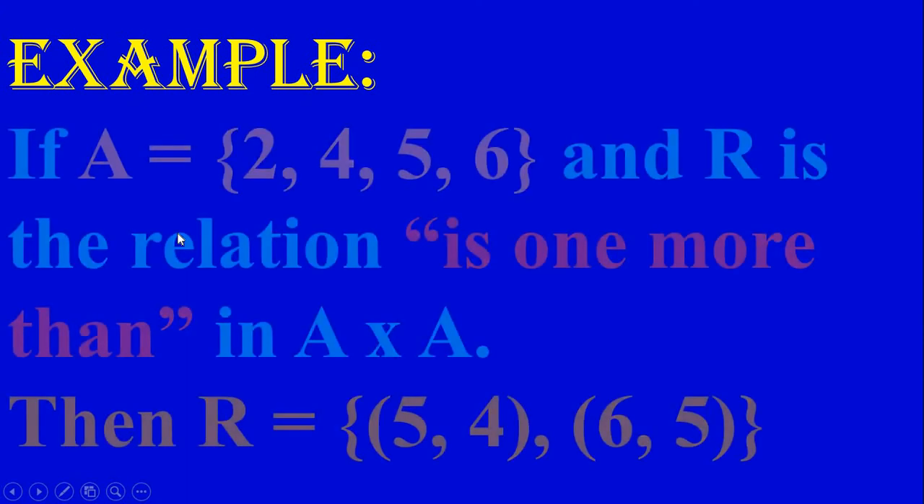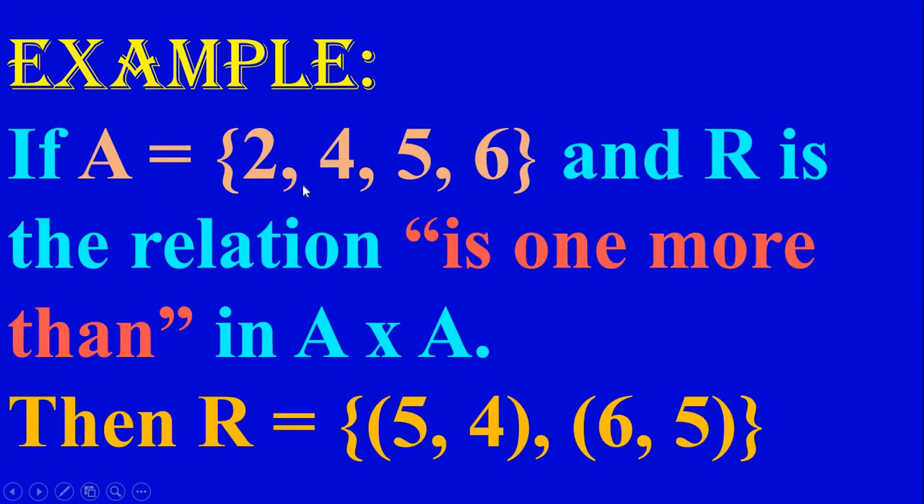So next example, we take one set A equal to {2, 4, 5, 6} and relation R is 'one more than' in A cross A. So here relation is one more than, that is x is one more than y. First element should be one more than second element. Now here relation is (5, 4) and here (6, 5). So 5 is one more than 4, 6 is one more than 5. So this is subset of A cross A only. So we take first element from A, second element also from A only. So therefore this is relation on A only.